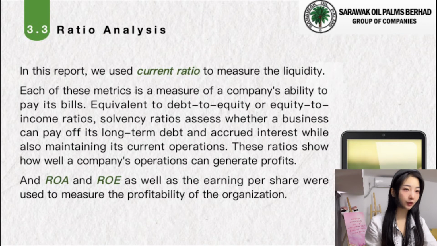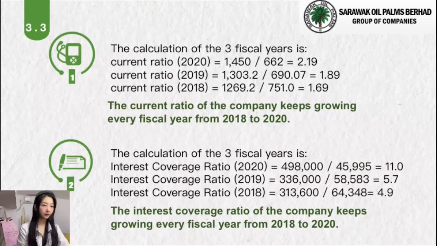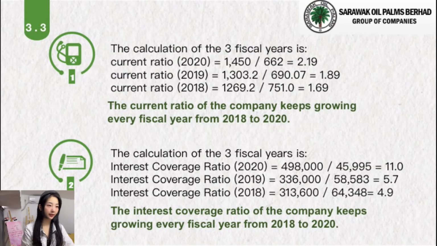Short-term debt servicing capacity is assessed by using a company's current or quick assets. In this report, we used the interest coverage ratio to measure how many times a company can pay its current interest payments. This further reflects how much profit the company can generate. So we selected SOPB's financial statements from 2018 to 2020 for analysis.